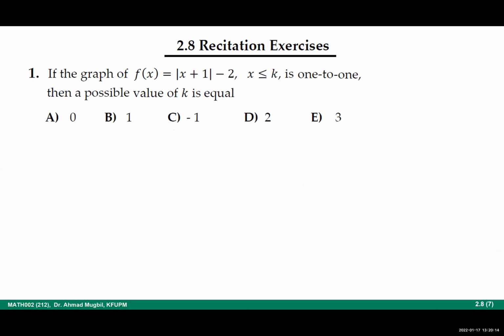This is the first exercise in your recitation exercises. I'm sure that you can solve it. Please, in your notebook, try to solve it. If the graph of this absolute value function, x is less than or equal to k, is 1 to 1, then a possible value of k is. You need to look for a possible value. It is not only one value, maybe there are many. He's just asking for a possible value.